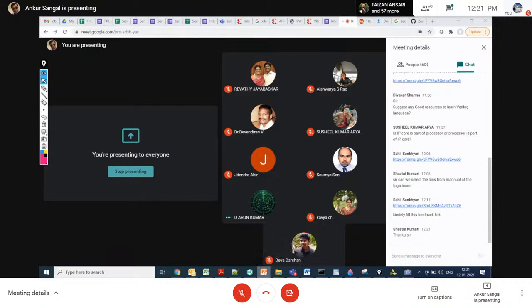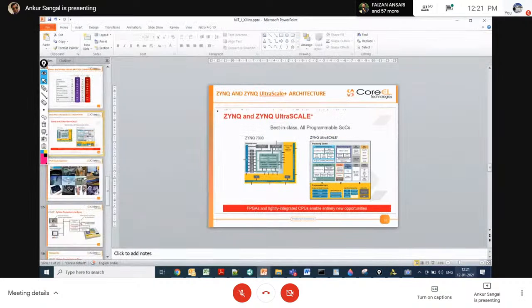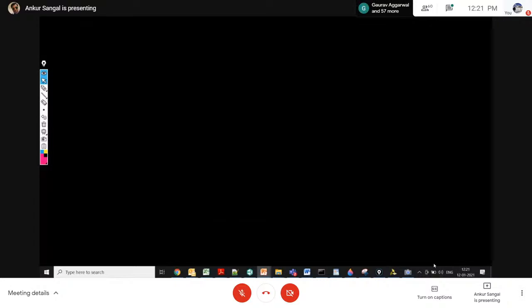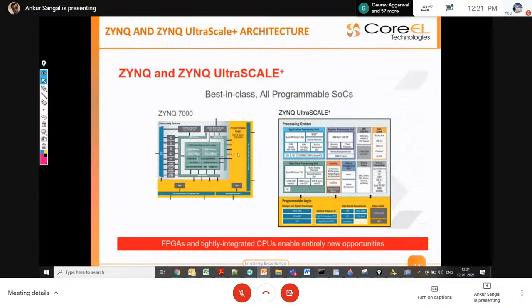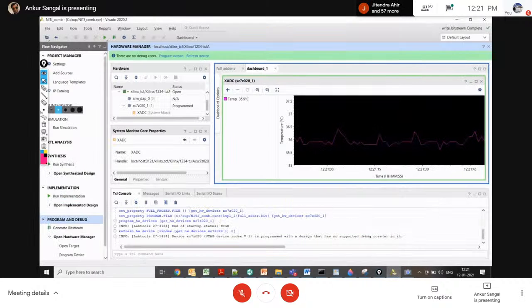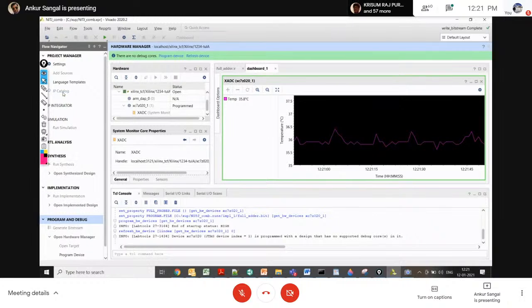Like I already described, this device has two different parts. One is your FPGA part, and another one is your ARM processor part. So for both portions, different IPs are available. If you want to see them in the software, it is available here, IP catalog.